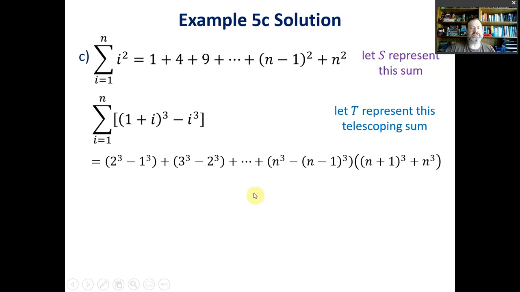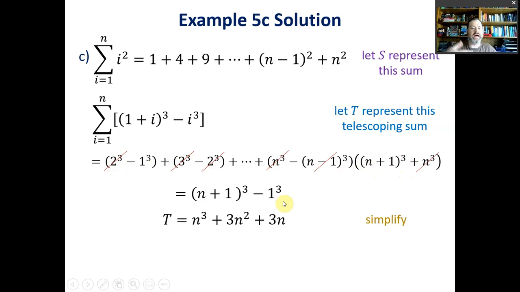Well, you can see that this is telescoping, right? Notice those 2's cancel. All the middle terms will cancel. So only the lowest index term and the highest index term is going to stick around. All those middle terms cancel, the n cubes cancel, and so we're just left with n plus 1 cubed minus 1 cubed. Well, I can expand that. I can simplify that, right? Use your properties of algebra, and you get T equals n cubed plus 3n squared plus 3n.